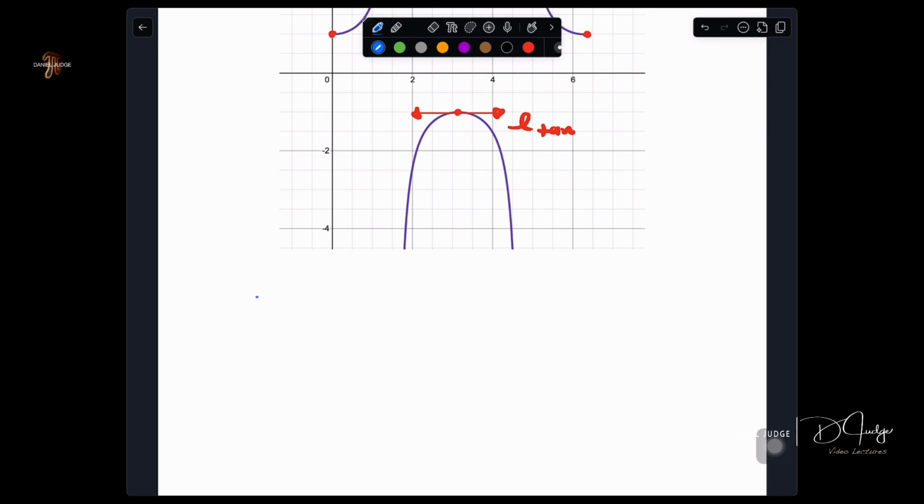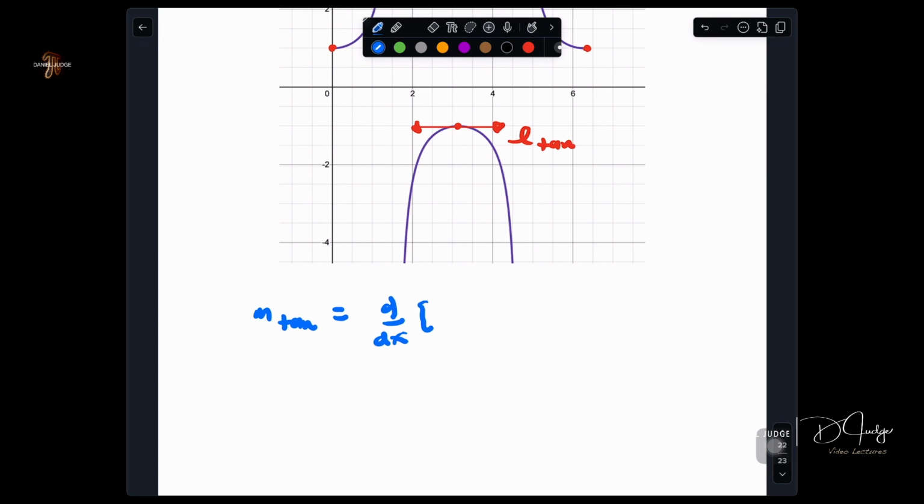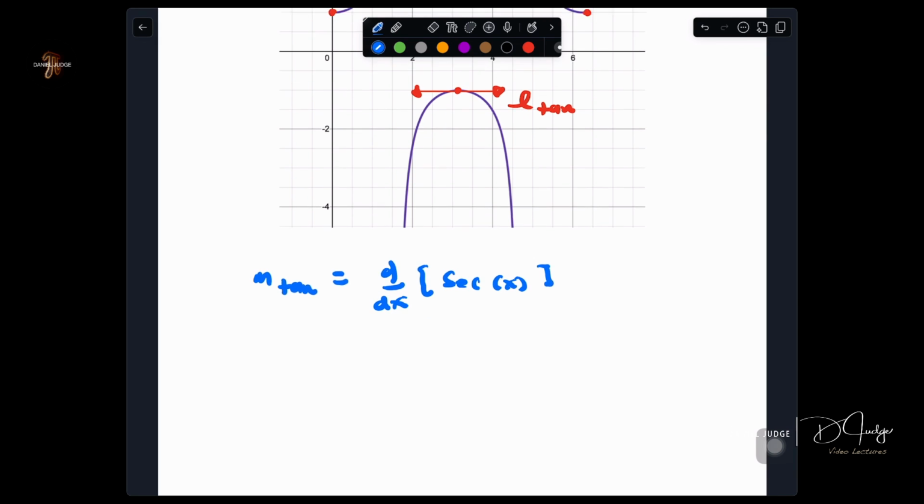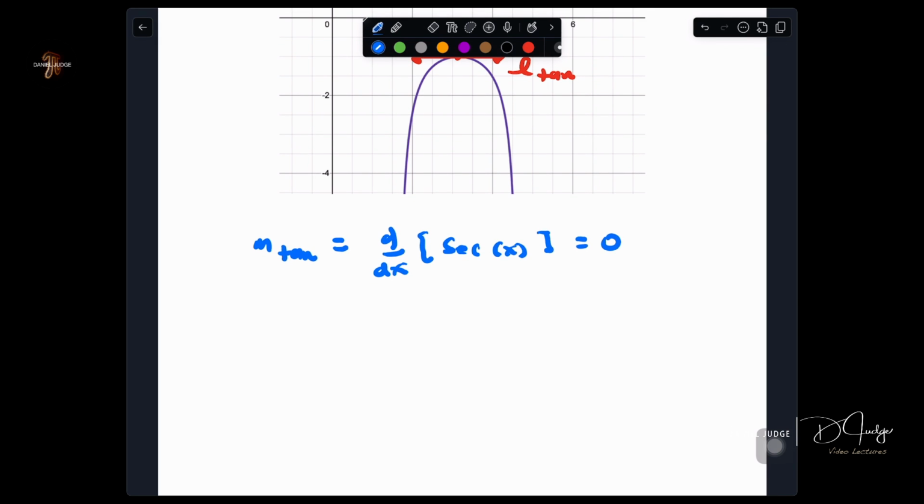So, m tangent is going to be the derivative of secant. So you set this derivative equal to 0, meaning the derivative of secant will be secant tangent. Now that is 0.